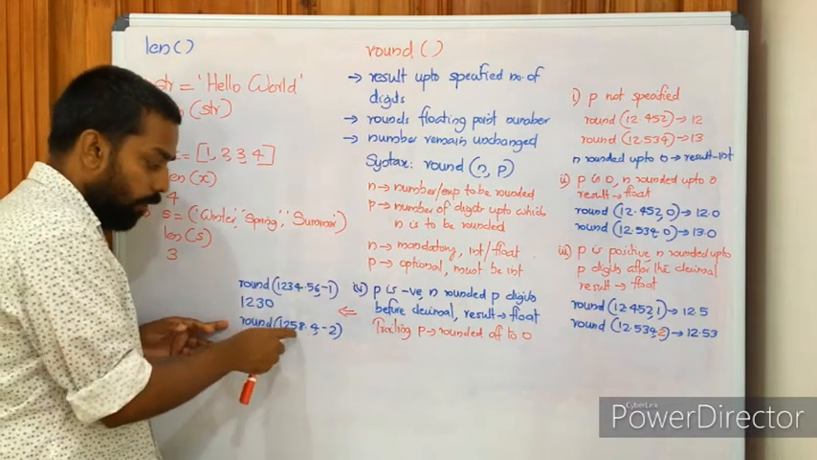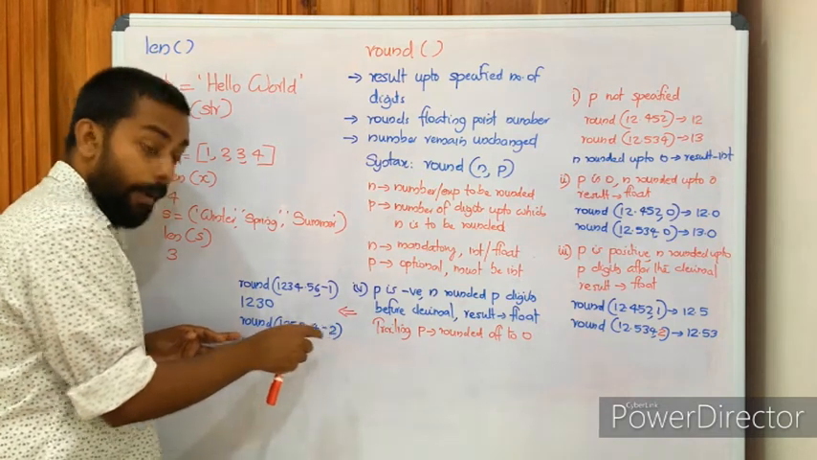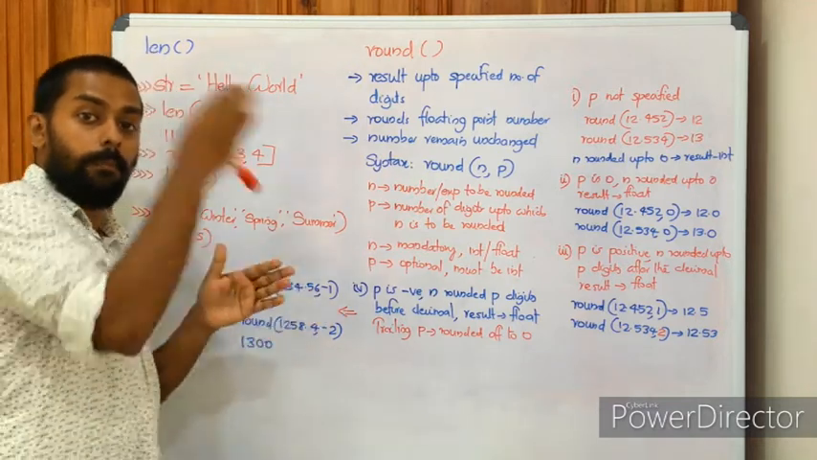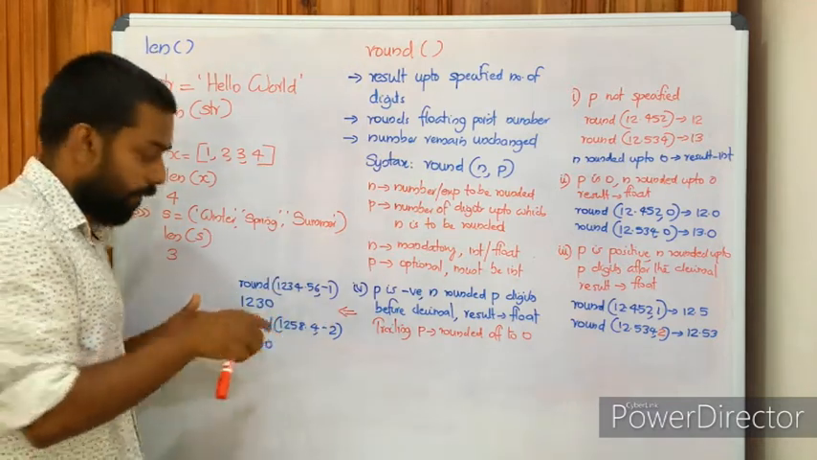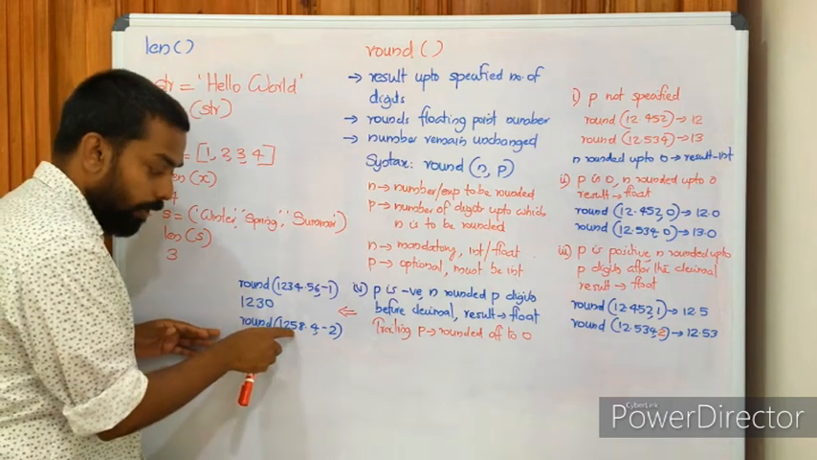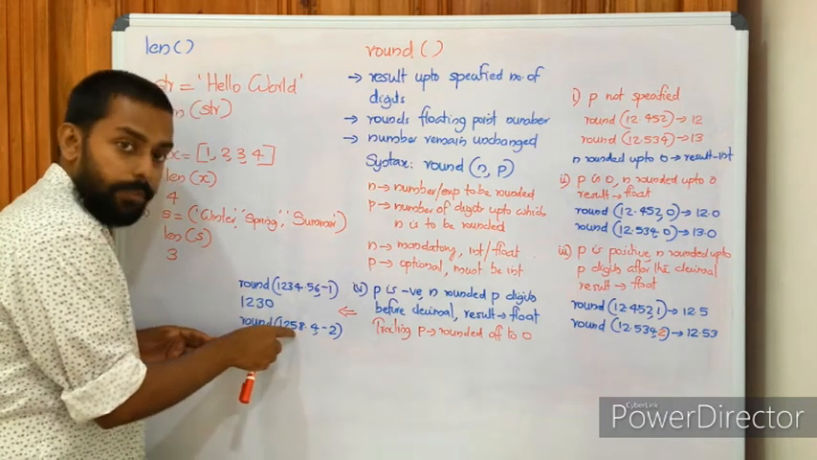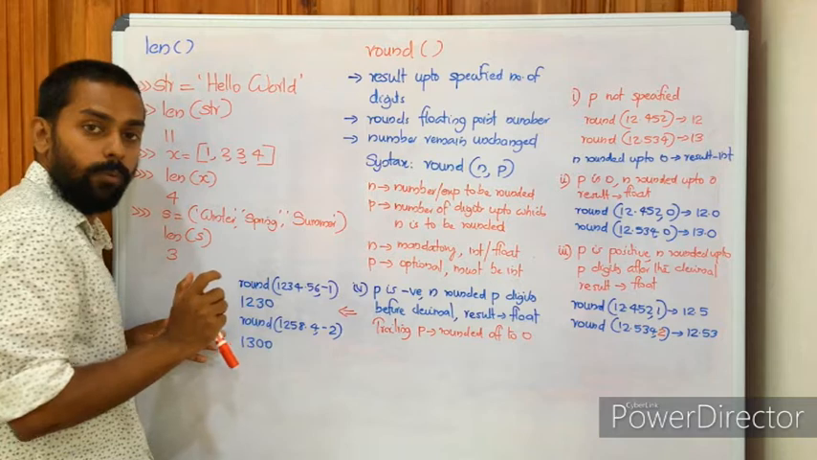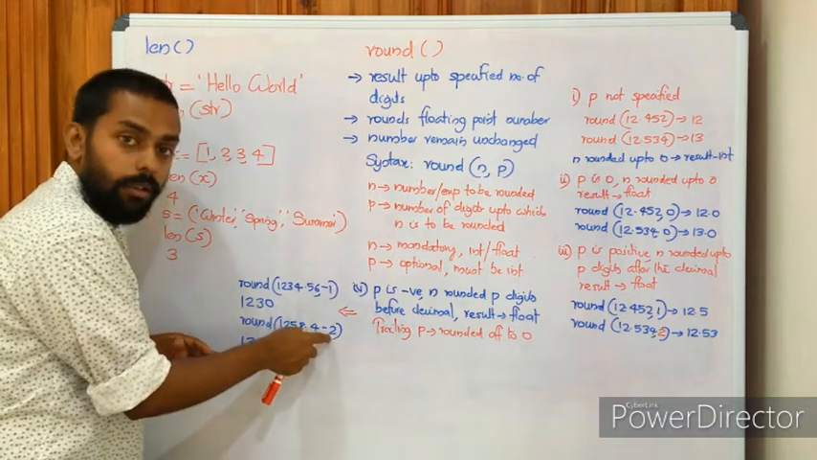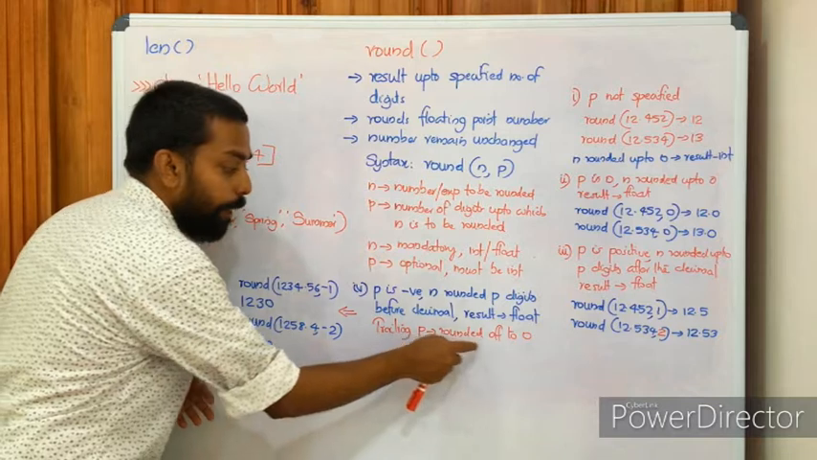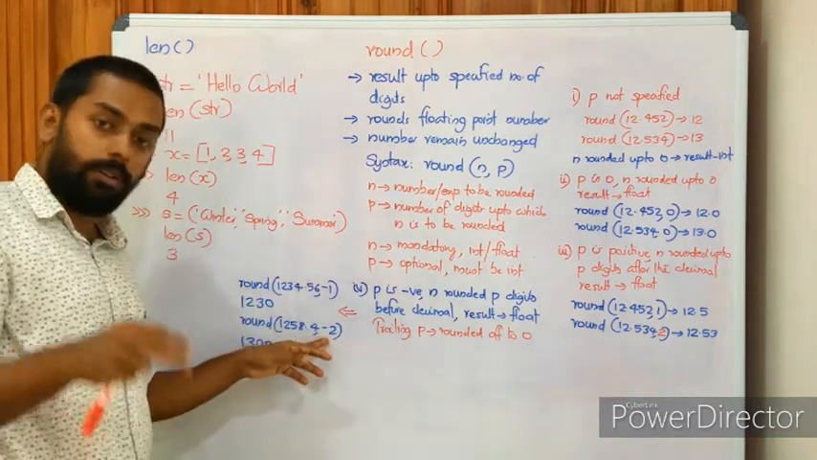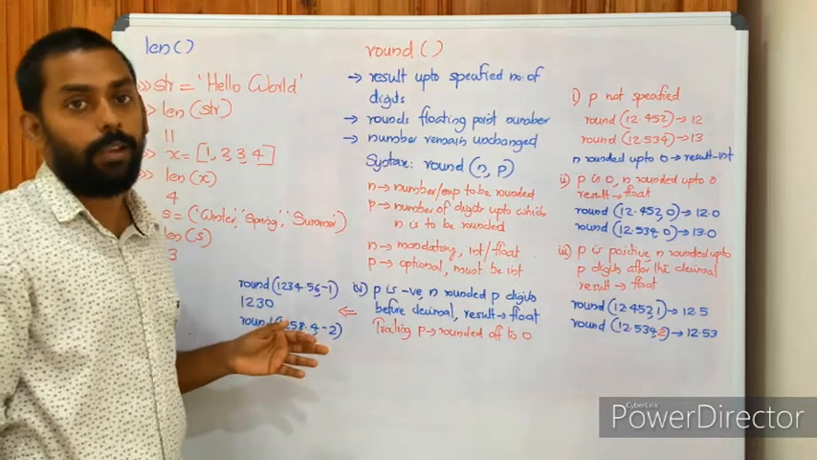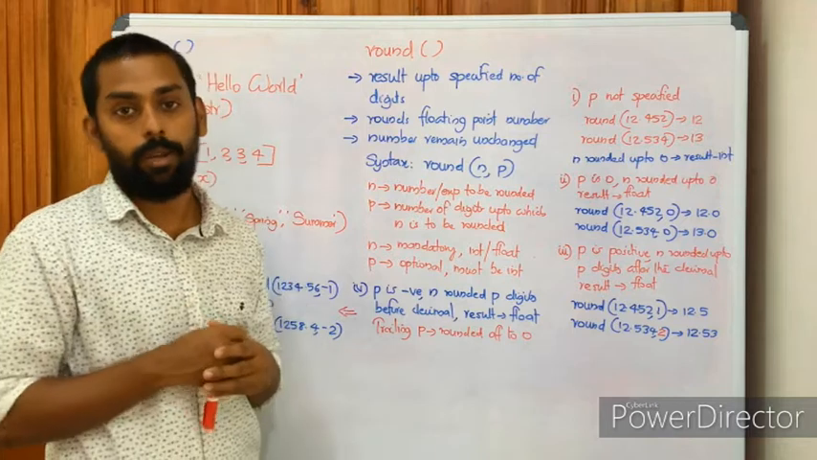Then another one, round of 1258.4, comma minus 2. Here the value of p is minus 2, meaning 2 digits before the decimal point. After the 2 we have 5, so this 2 will be rounded off to 3. So 1, 3, 0, 0. Why 0, 0? Because here it is minus 2. We know trailing digits will be rounded off to 0. Here the value of p is minus 2, so these last 2 digits will be rounded off to 0. Okay, so this is how the round function works.